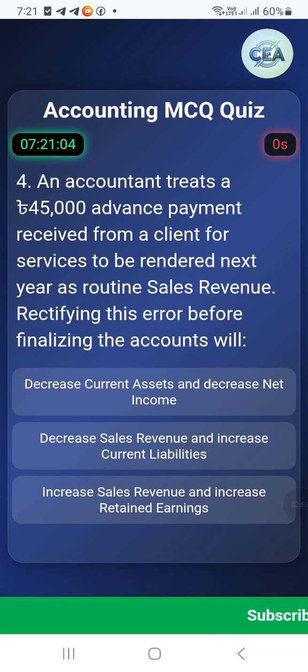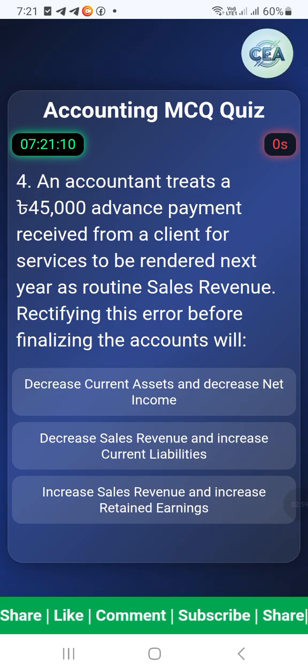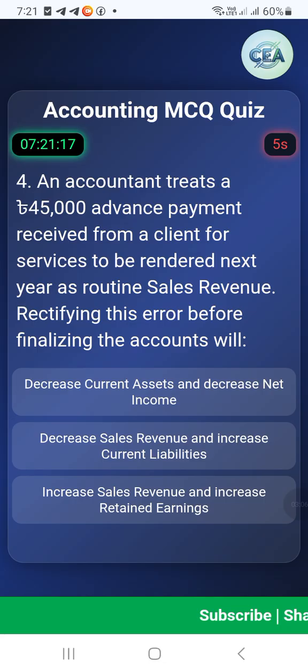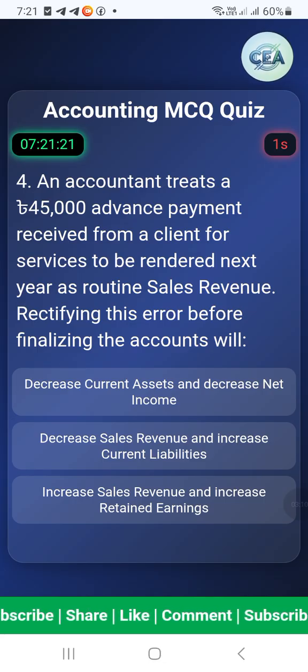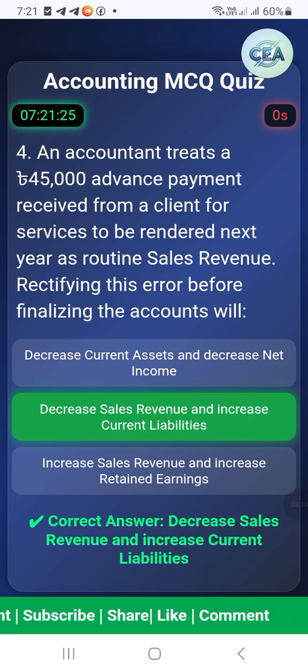Option 1. Decrease current assets and decrease net income. Option 2. Decrease sales revenue and increase current liabilities. Option 3. Increase sales revenue and increase retained earnings. Correct answer is decrease sales revenue and increase current liabilities.